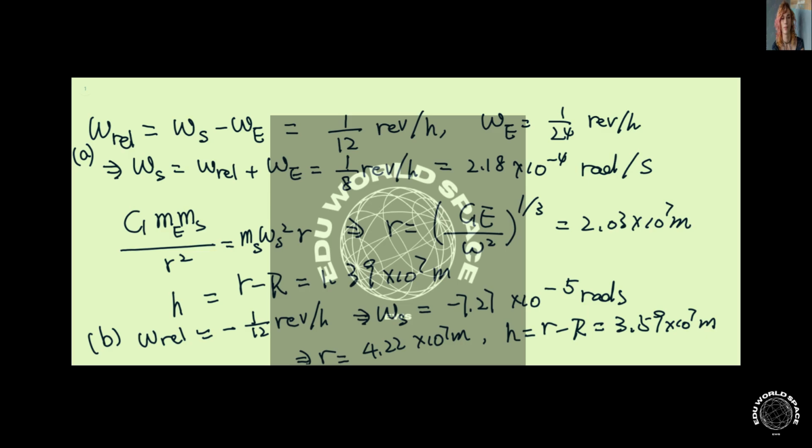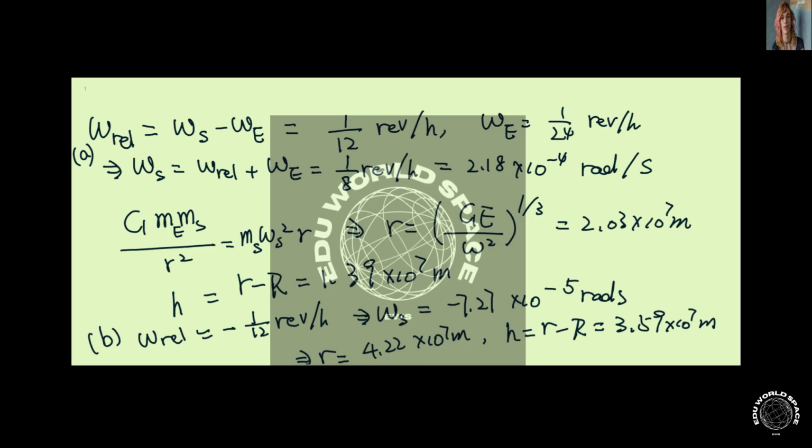Okay, so the force between the Earth and the satellite is the gravitational force, which can be calculated by constant G, mass of the Earth times mass of the satellite, divided by the distance between the center of the Earth and the satellite. And this is also a centripetal force, so it's going to be equal to the mass of the satellite times angular speed squared times the radius r.